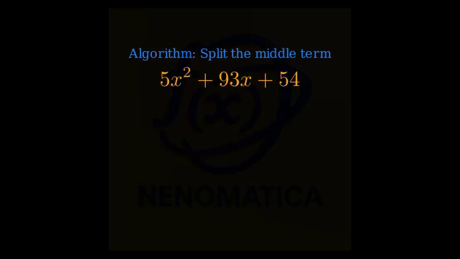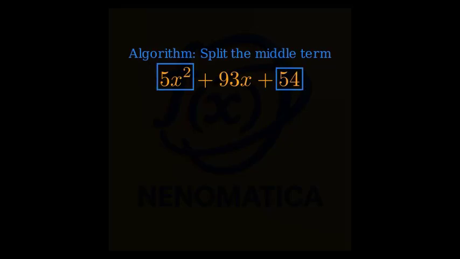In this lesson, we will factor a quadratic with large coefficients using the split the middle term algorithm, exactly in this order. Show the expression, multiply a and c, find two numbers, split the middle term, group, factor each group, and then factor the common binomial. We want to factor the quadratic expression shown.